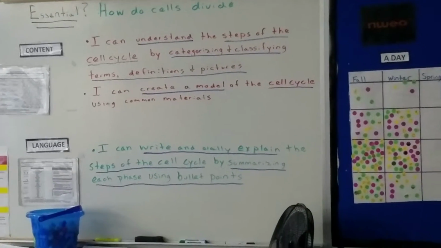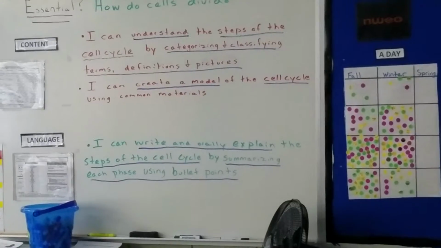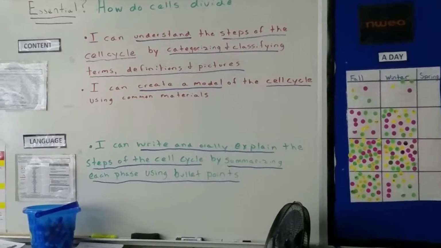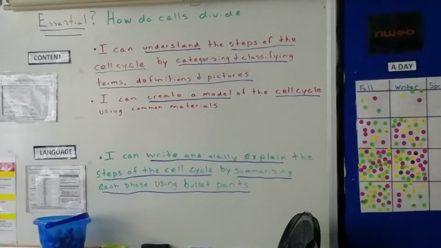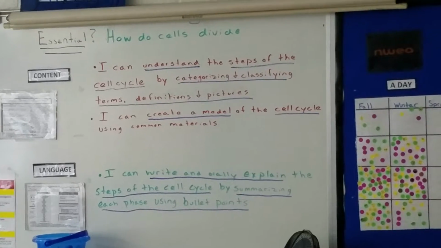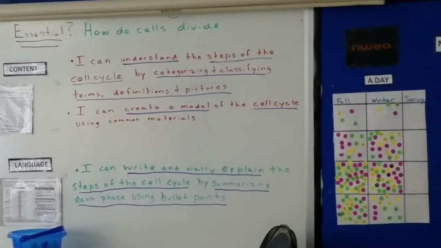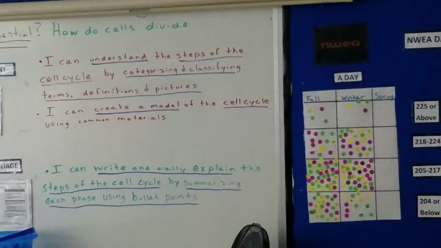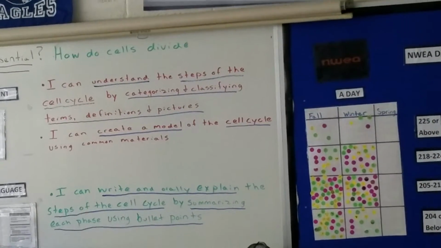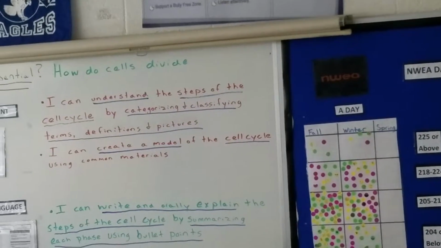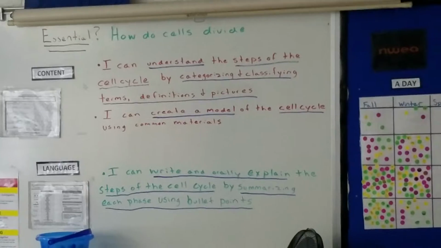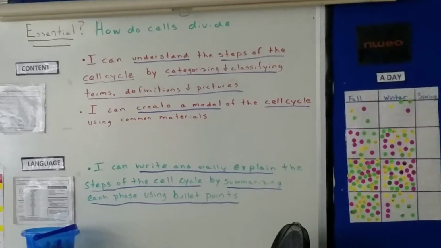I can understand by. So what we're gonna do, and what our little assessment is gonna be at the end, is I'm gonna give you the cell cycle cut up. You're gonna have a set of words, a set of pictures, and a set of definitions, and you're gonna have to sort them into the right piles so everything matches up.